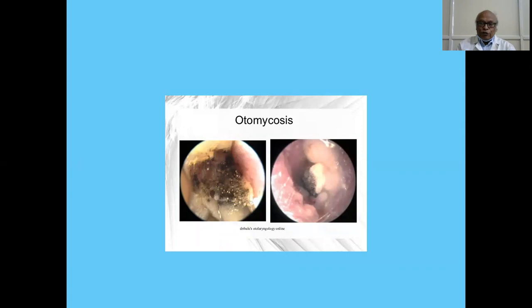Next is otomycosis. What is otomycosis? Otomycosis is fungal infection of the ear. So on the left side, you may see the semi-solid material which has a wet newspaper appearance. This is the Aspergillus niger, classically seen. On the right side, it is the whitish semi-solid material. It is Candida albicans. Treatment is the same.